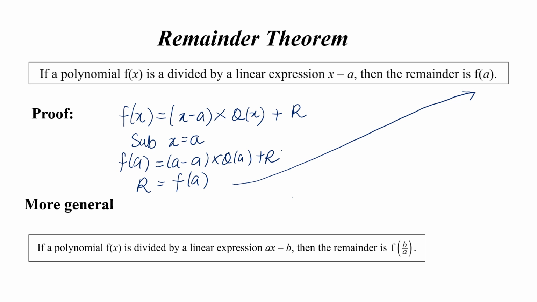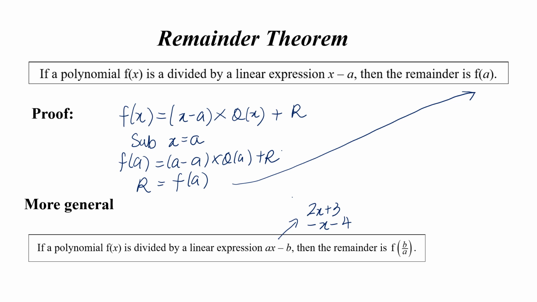More in general, we can extend it to the case where the linear expression is in the format ax minus b, meaning it could be in the format of 2x plus 3. It's still a linear form. It can be 2x plus 3, or it can be negative x minus 4, etc. If that is the case, then the remainder will be f of b over a.